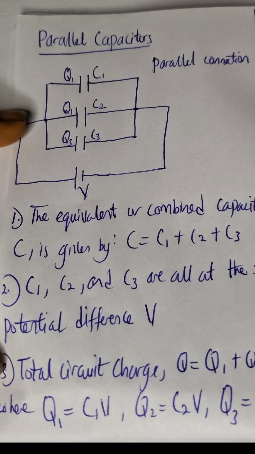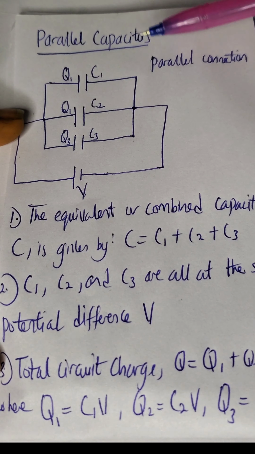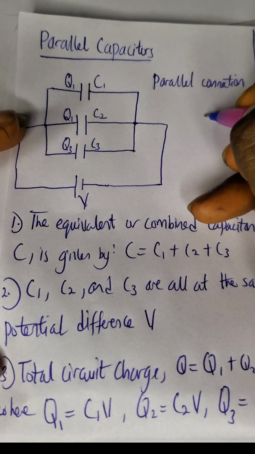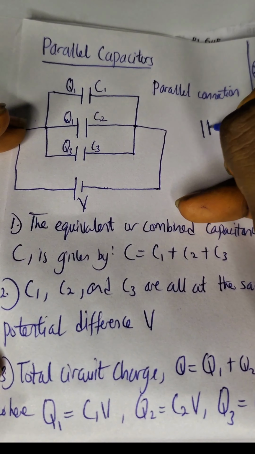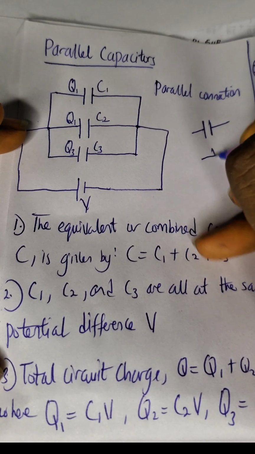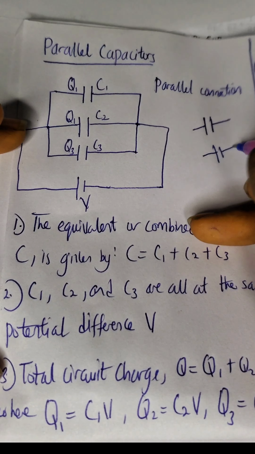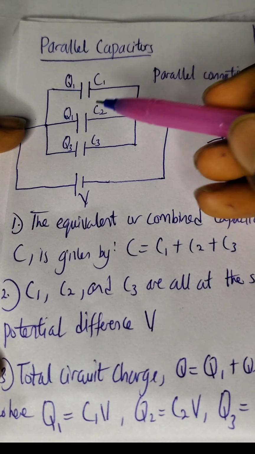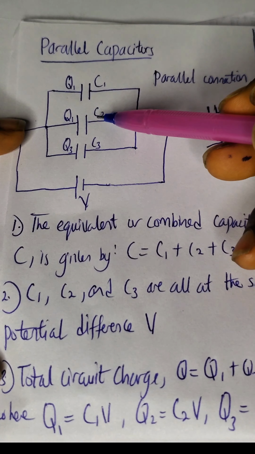Hello guys, so looking at parallel capacitors, the parallel connection of capacitors. This is the symbol for capacitors. The two lines are equal, while this other one, where one line is higher than the other, is for potential difference. So this is the connection of parallel capacitors.